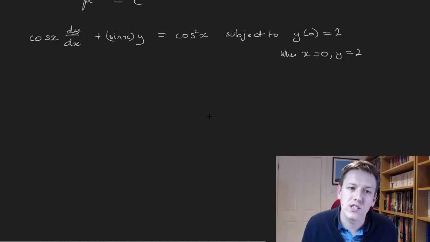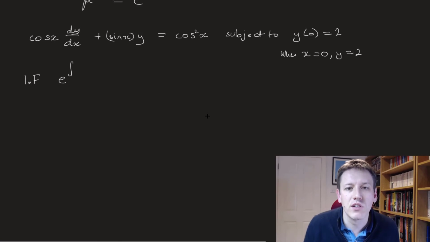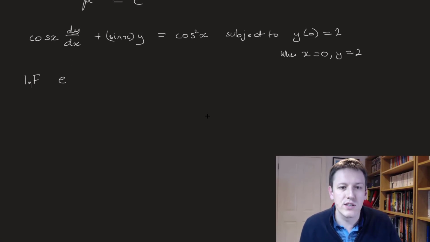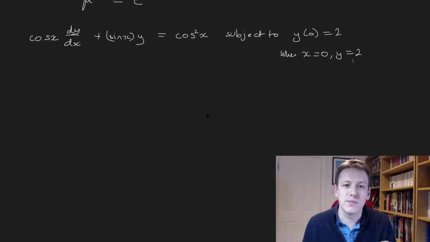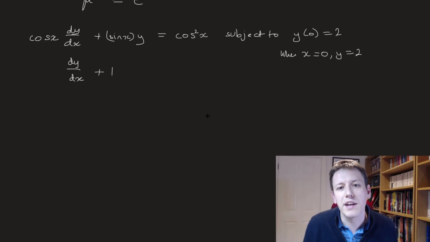Okay, so the integrating factor here is going to be e to the integral of, well, actually before I do this, I need to get my differential equation in the right form. I need it to be dy by dx plus a function of x times y. So I'm going to divide through by cos x here. So I get dy by dx plus tan x times y equals cos x.